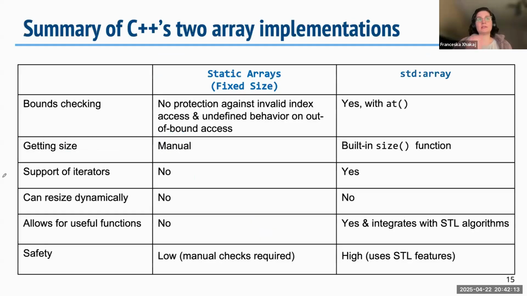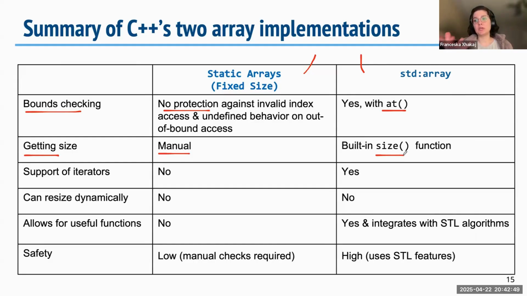So to summarize, pros and cons and properties of each of the C-style arrays and the standard arrays, right? So do we have bounds checking? Absolutely not. There's no protection with C-style arrays. You can have undefined behavior when you're accessing some memory location. With standard arrays, yes, we have the at operation that will throw an error if you're out of bounds. If you're trying to get size, you have to do it manually with a C-style array. You have to do the quirky calculation of where you are at in the address divided by the beginning of your address to get how many elements are there.